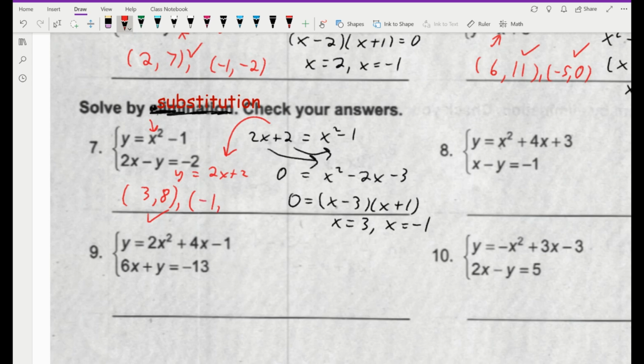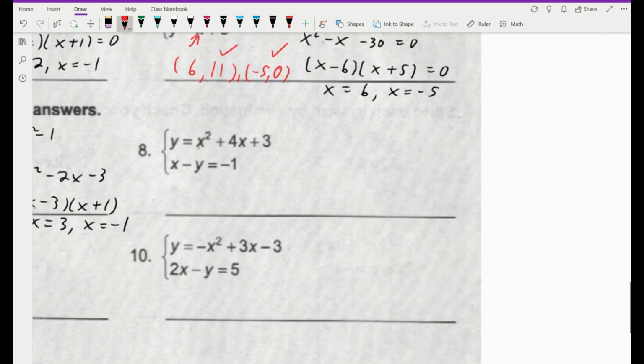Now let's find the other solution. We're going to find negative 1. Negative 1 squared minus 1 is 0. If we plug in negative 1 to the other, we also get 0. So negative 1, 0 is the other solution. Now over here, we're going to have to solve for y again.